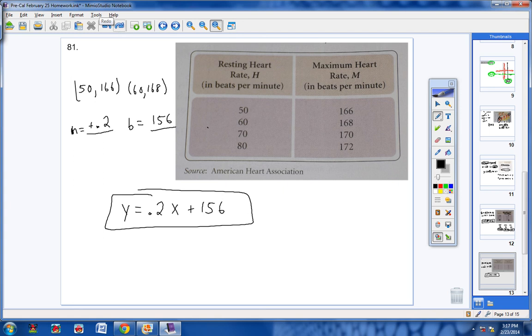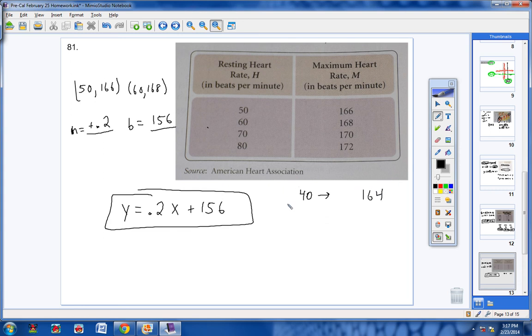Now, look at question B. They want us to estimate the maximum heart rate if the resting heart rate is 40, 65, 76, and 84. That sounds like a lot of work, but it's really, really simple. You're simply going to substitute a 40 in for x, and then a 65 in, then 76 in, and then 84 in. We can do it very quickly. If you substitute 40 into that equation, you will get out that your maximum heart rate is 164.